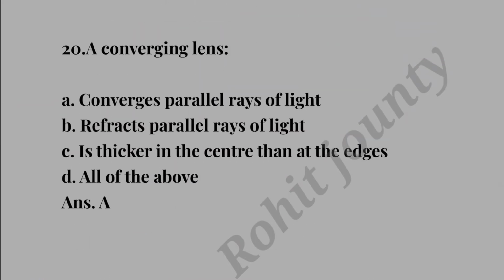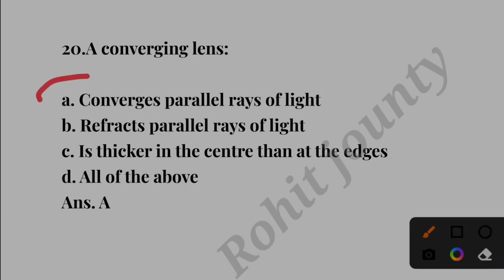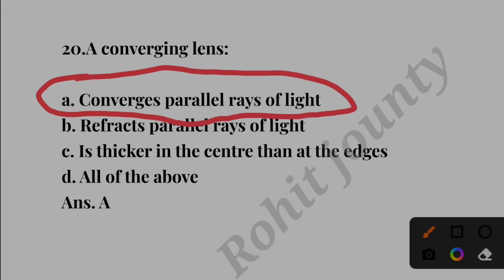Question number 20. A converging lens, option A converges parallel rays of light, option B refracts parallel rays of light, option C is thicker in the center than at the edge, option D all of the above. The correct answer is option A, converges parallel rays of light. Option A is correct.